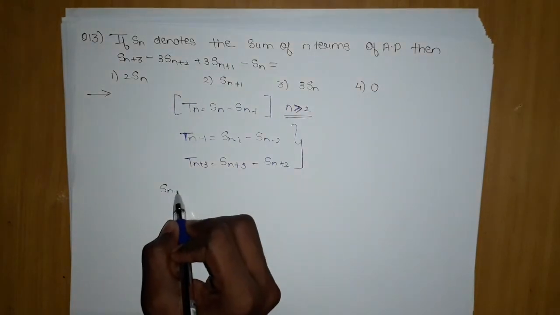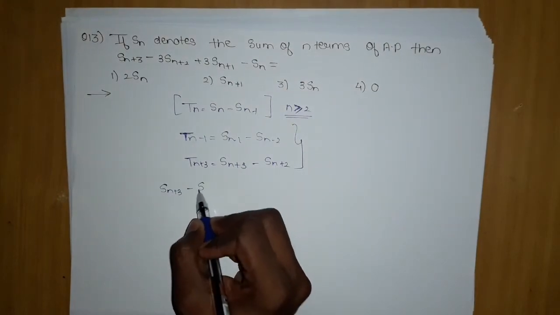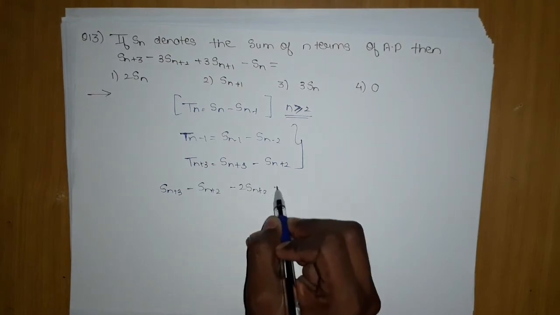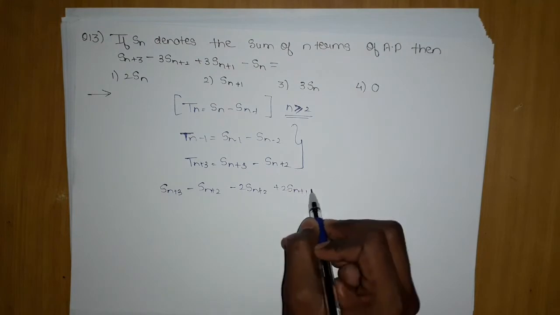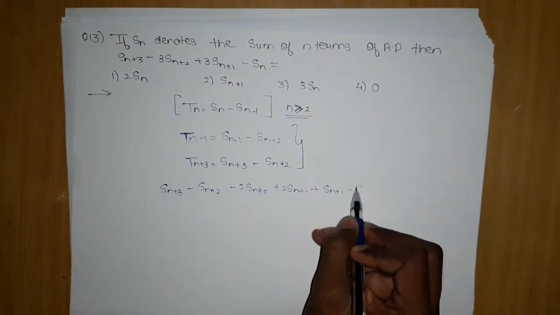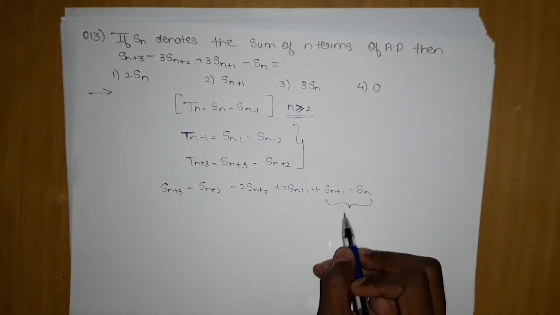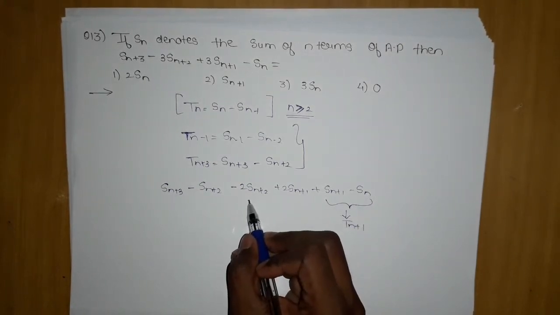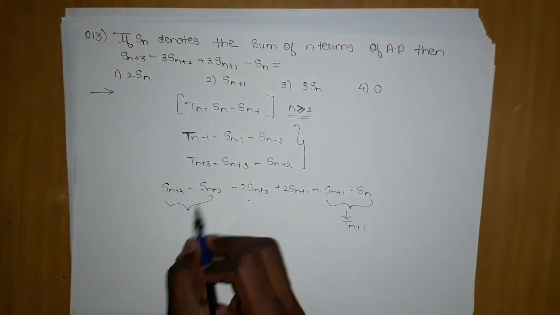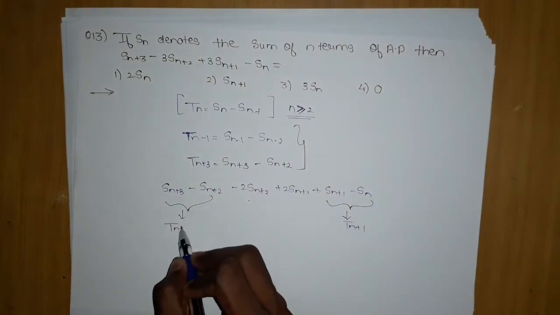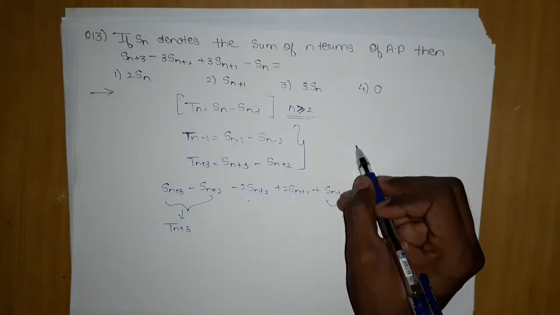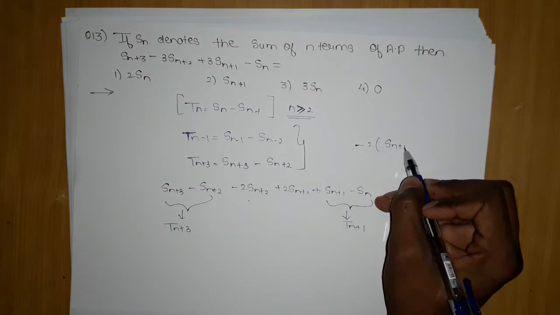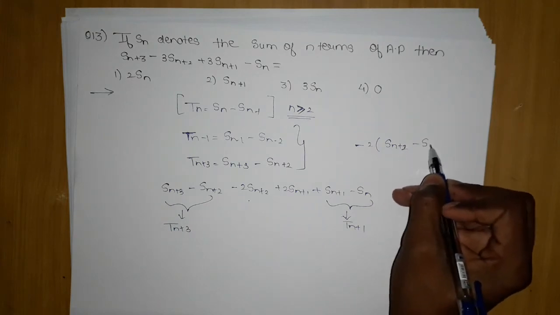How? Sn plus 3 is given. It is very obvious that Sn plus 2. Then this 2 Sn plus 2 and this 2 Sn plus 1, I will break it, and then Sn plus 1 minus Sn. So you can clearly see that this is nothing but Tn plus 1. This you can clearly see that this is nothing but Tn plus 3. But for this, if I take minus 2 outside, then this will become Sn plus 2 minus Sn plus 1.